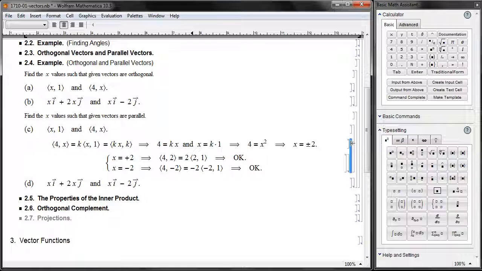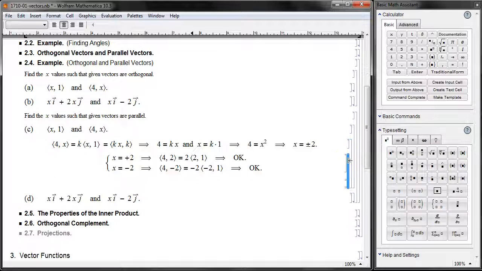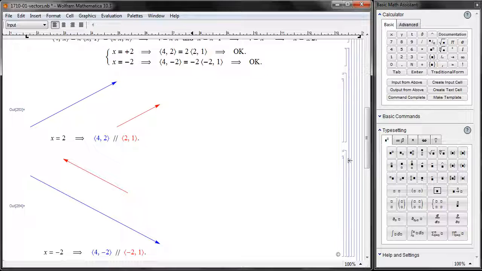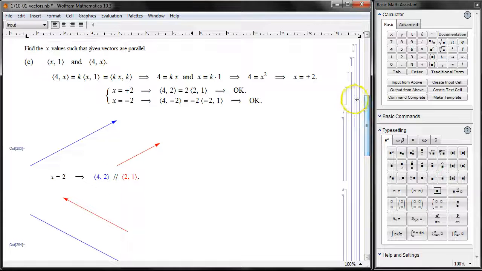Well, it's usually a good idea to plug everything back in and see if we have parallel vectors. And of course, you can plot them. Yeah, they are indeed parallel. X equals 2, same direction. X equals negative 2, opposite directions.